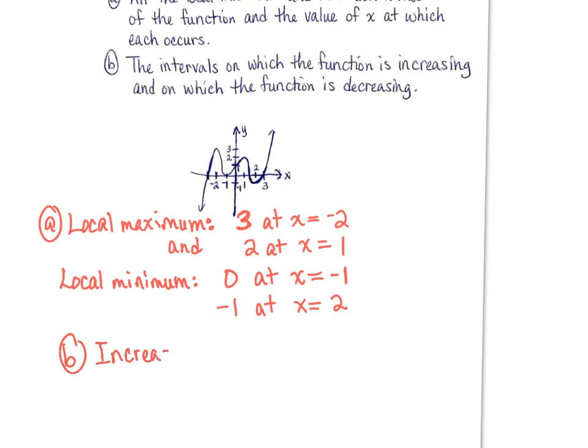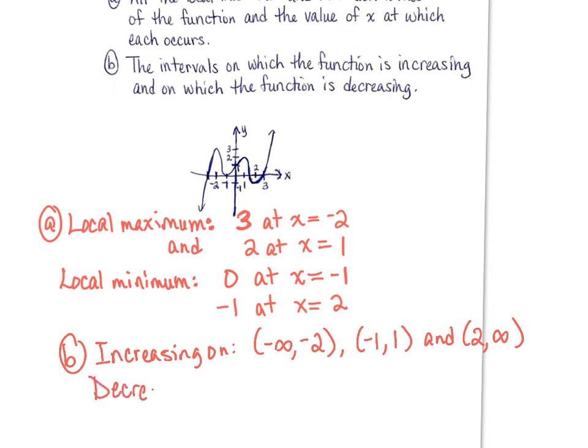Parentheses, negative infinity to -2. Keep going? Yeah, you can keep going. Parentheses, -1, comma 1, parentheses, and parentheses 2, comma infinity, parentheses. Good. Very good. That's where our function is increasing. Okay. Where is it decreasing? Go ahead. Parentheses, -2, comma -1.